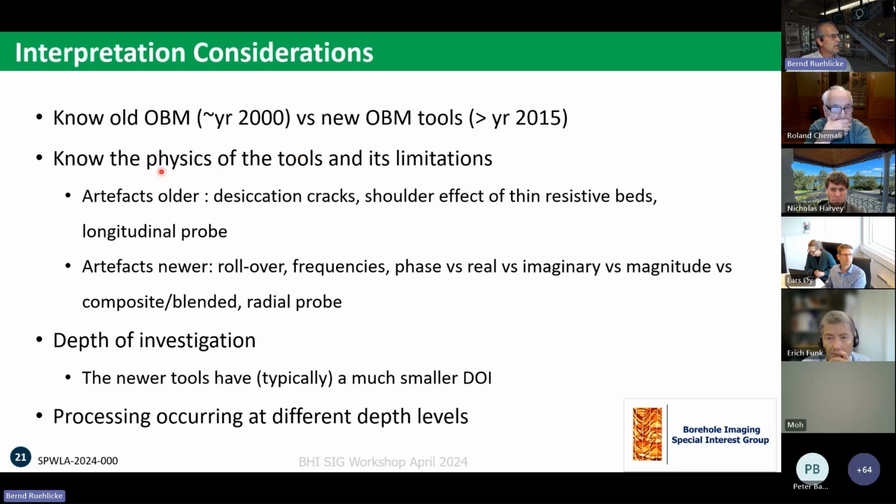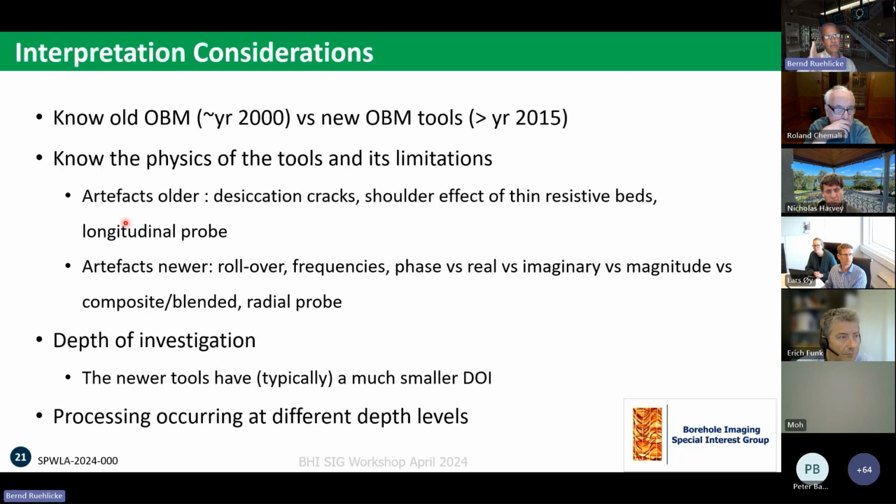The older tools have, as Peter was showing, desiccation cracks as one of the artifacts which they pick up, which the newer tools do not see. And they also have something called shoulder effects because of the design of the older tools with the two plates and the current coming out. And the reason I call this a longitudinal probe, you might know these tools. They have these big pads, huge pads. That's why they also have these shoulder effects. And the probe or the current goes along the tool, which I call a longitudinal probe.